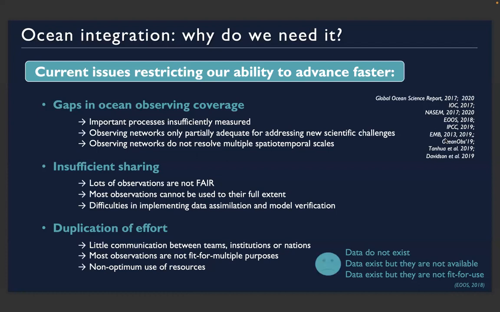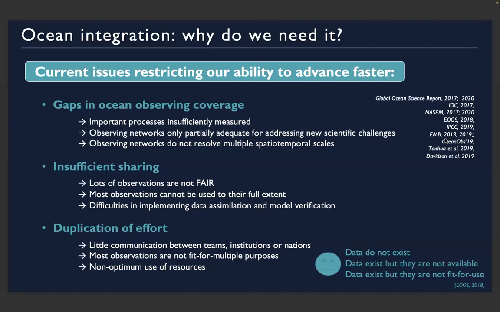And finally, we have a duplication of effort because there is little communication between teams, institutions, and nations, and most observations are not fit for multiple purposes. So that means that in general, when an observation is made, it is by one team for one specific purpose. And even if some other teams or science teams would benefit from these observations, because they don't communicate together, they can't use them because the observation is not fit for use outside of its original context. And this leads to a non-optimum use of resources.